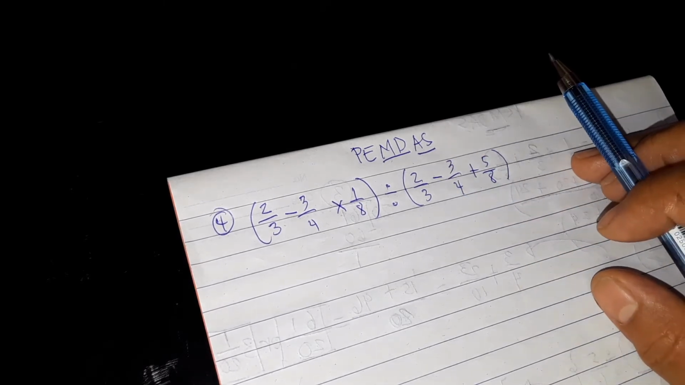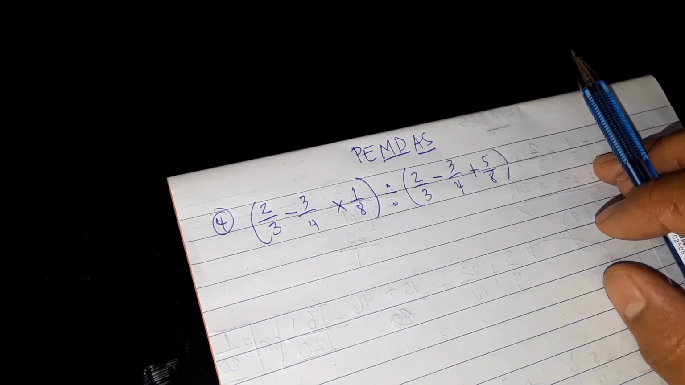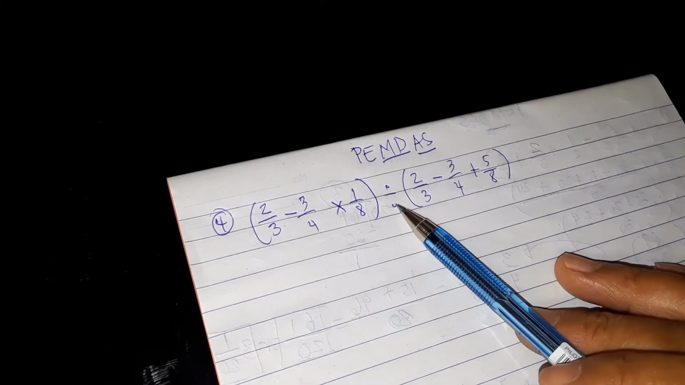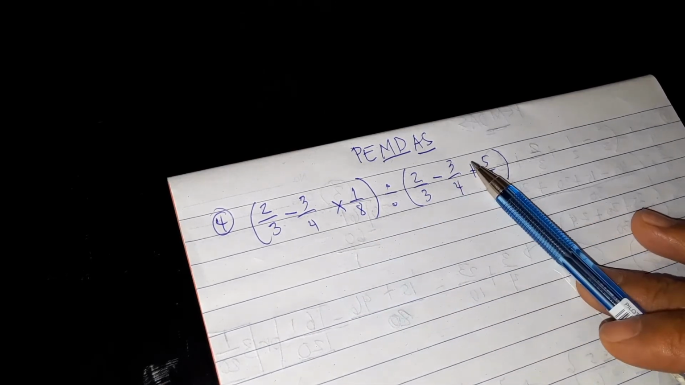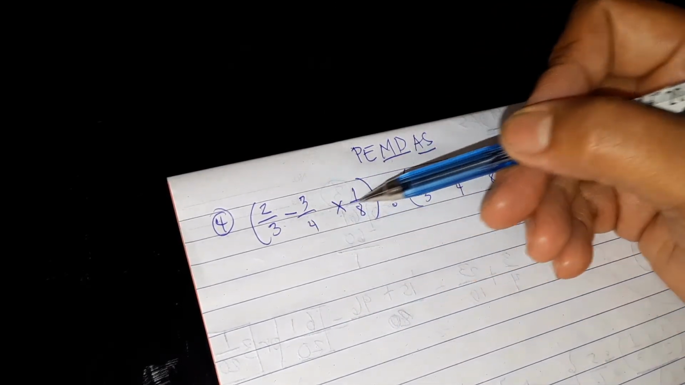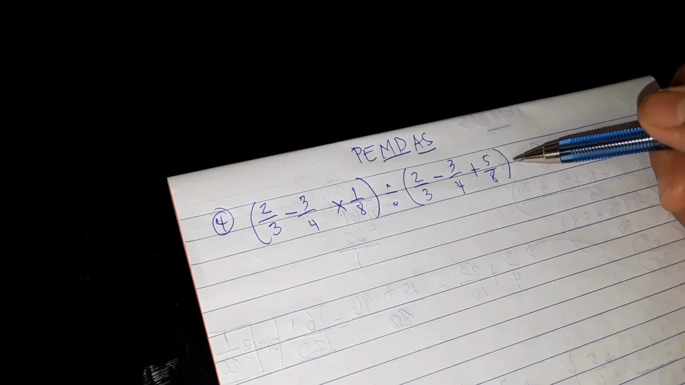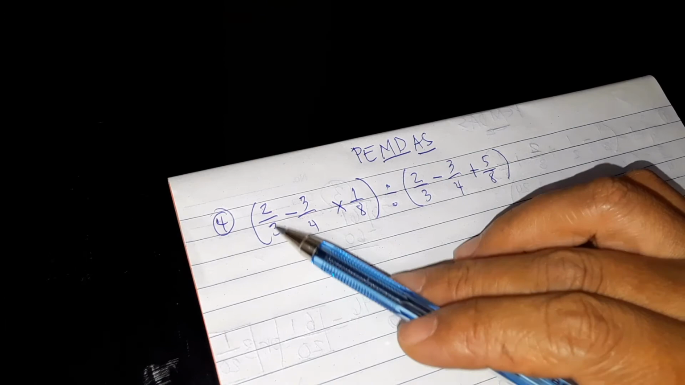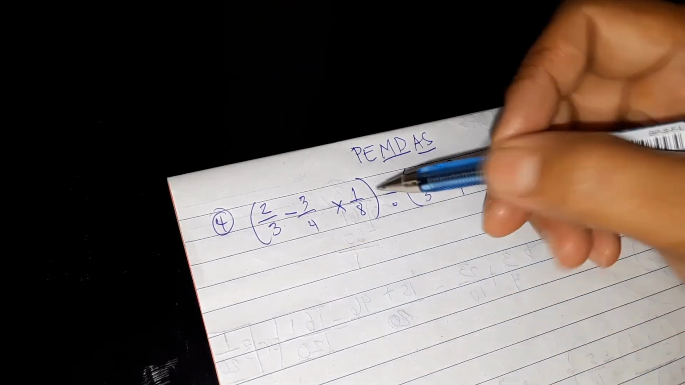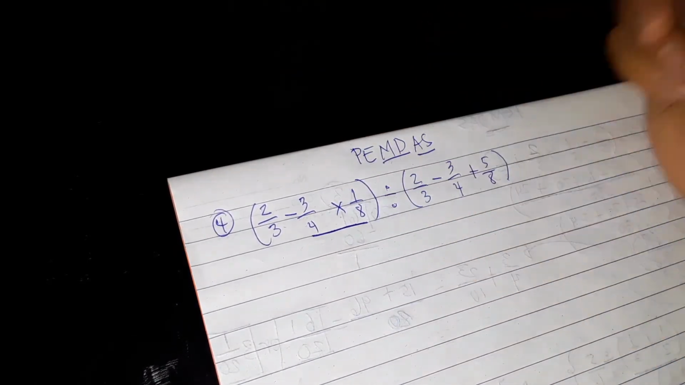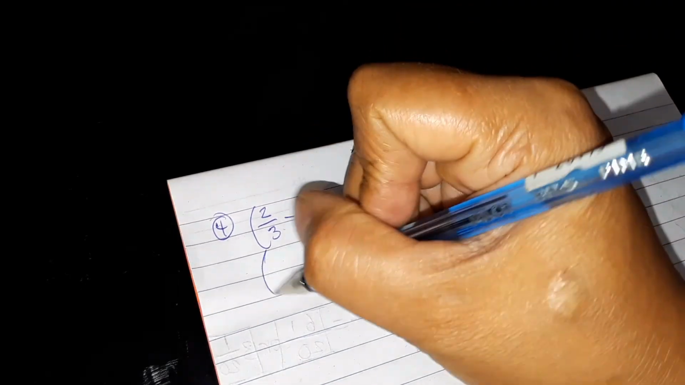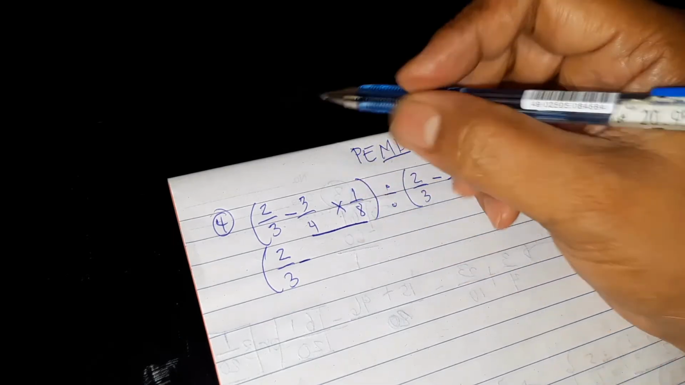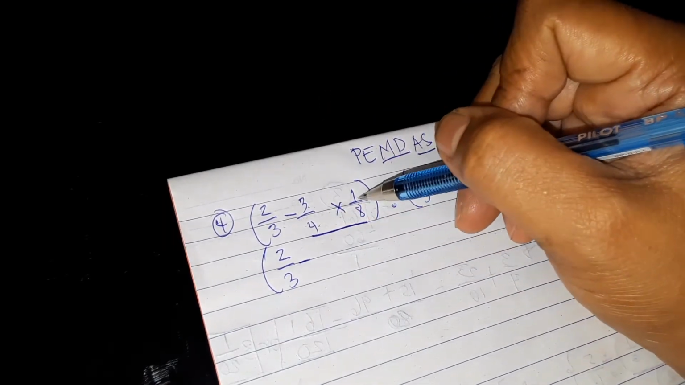Okay, so if there is a multiplication or division, we will start first with that. In here, there is a division in between these two groups. So first, we will do the operation inside the parentheses. In here, we can't do subtraction first. We need to do the multiplication first. So copy 2/3 minus, and multiply 3/4 times 1/8.